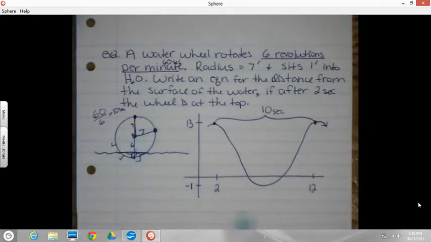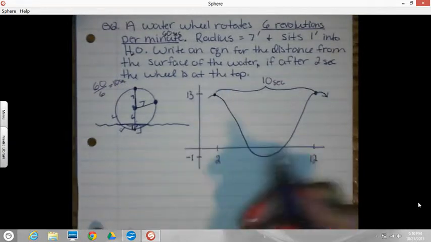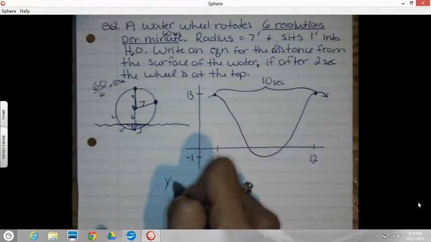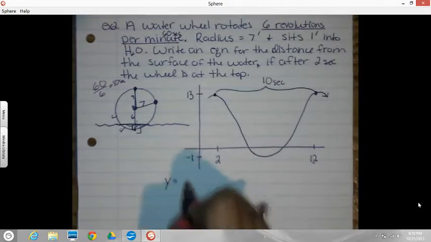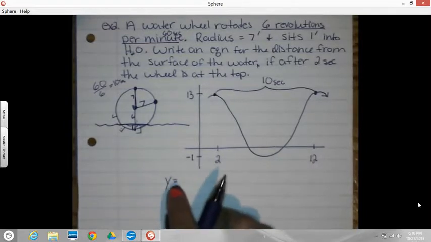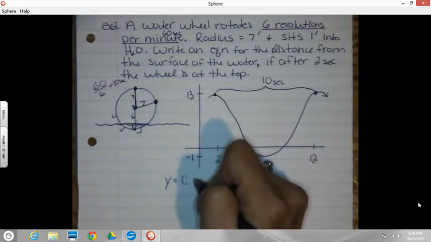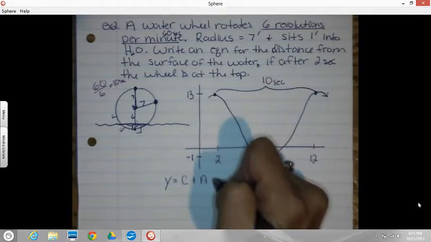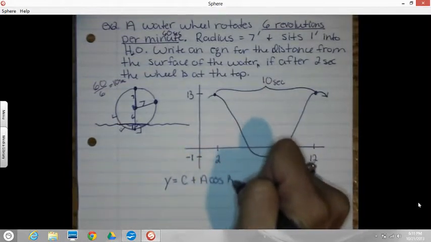So the equation then, you've got to remember this. You're going to be having a quiz. You're going to have a partner quiz on this, and then you'll have to do it on your own on the big section quiz. So the general form is C plus A cosine B parenthesis x minus D.